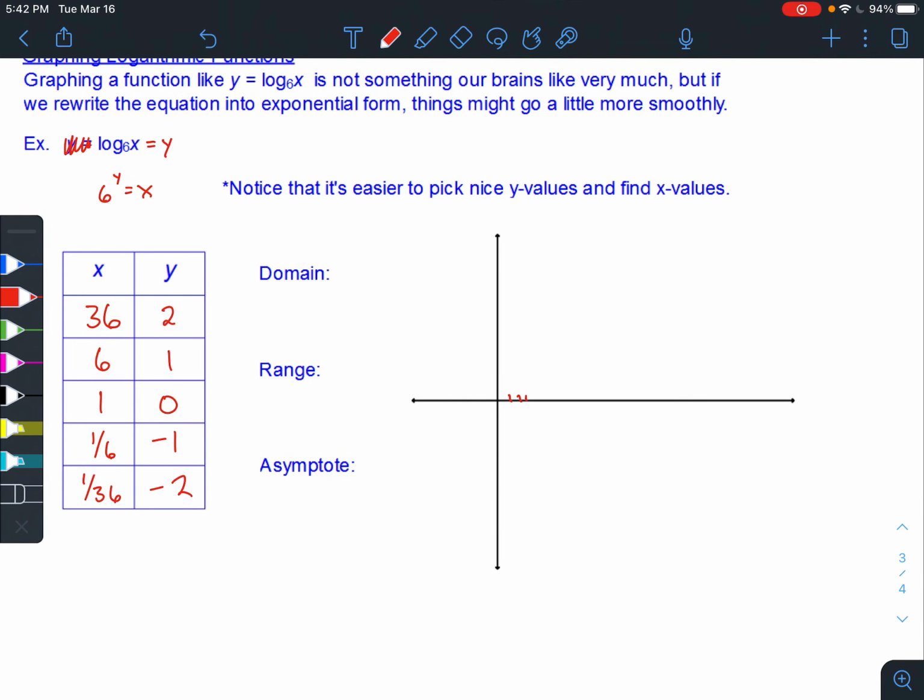Okay, so 1, 2, 3, up through 35, and then one little extension gets me 36. Okay, we're going to call that pretty good.